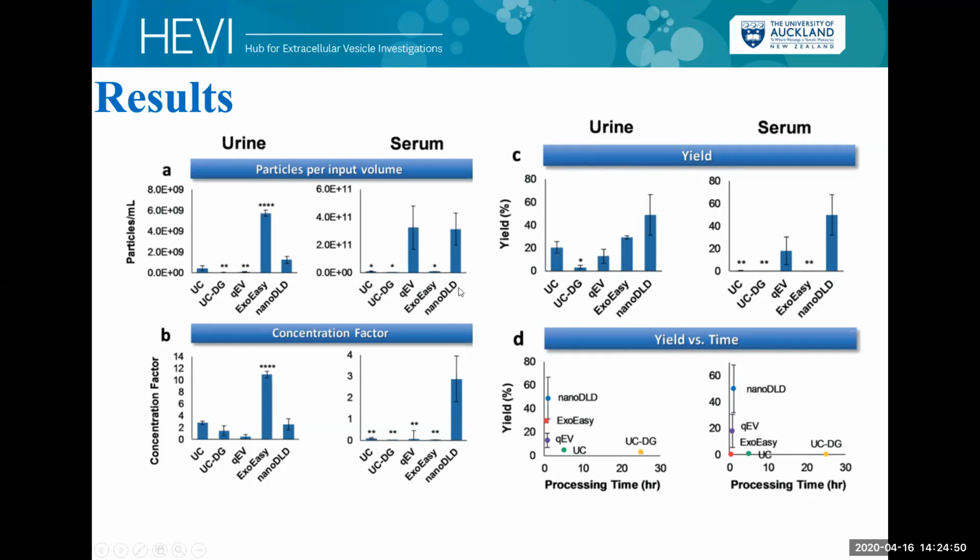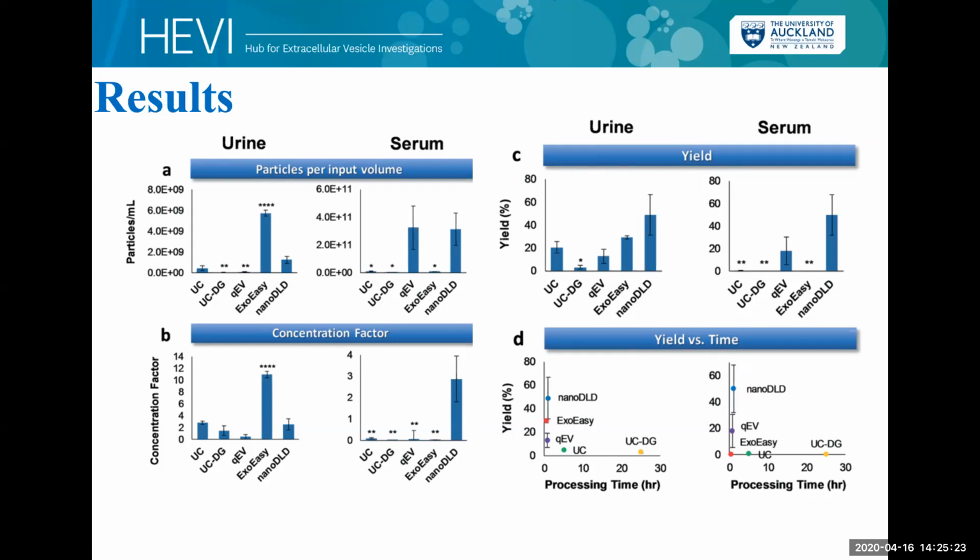And then for serum, you see the QEV is much higher, similar to the nano DLD, and we can imagine this because serum naturally has a lot more EVs in it. So even though you're diluting it into these fractions, you still get quite a high concentration at the end. And then concentration factor, so that's what you pull out relative to what you put in. The ExoEZ again performed well for urine. You can imagine it's just because it's pulling down everything. And for serum, the nano DLD seems to perform quite well.